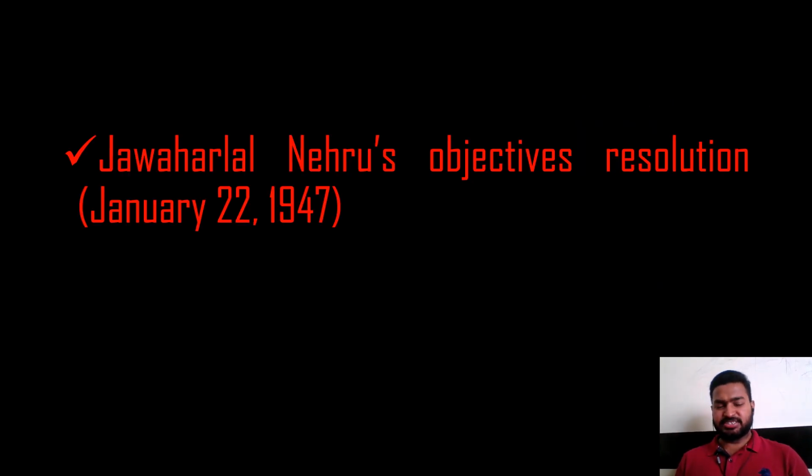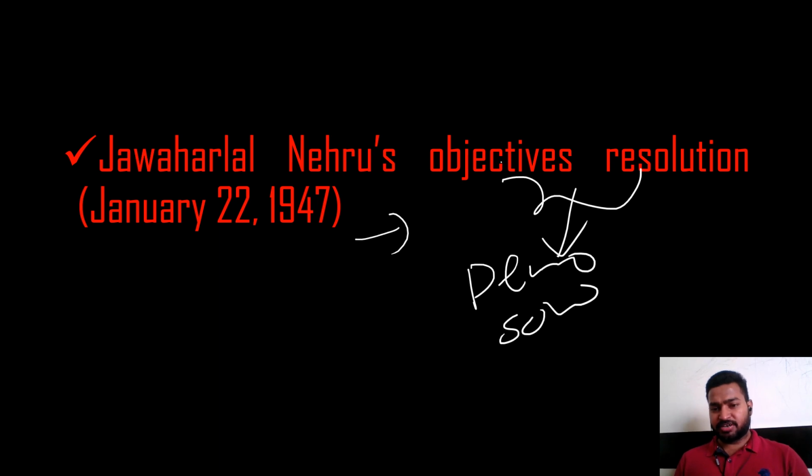Preamble was inspired from the objective resolution, which was moved by Jawaharlal Nehru in 1947. This objective resolution outlines the kind of things that have to be kept in mind while formulating the constitution. For example, it will be a democratic society, it will be a sovereign country, there will be respect for international peace and international laws, there will be harmony and secularism in the society, there will be equality, liberty, freedoms, justice. These were there in the objective resolution. After completion of the constitution by the Constituent Assembly, the makers of the constitution got inspired, and they adopted this objective resolution as the preamble of the Indian Constitution in 1949.